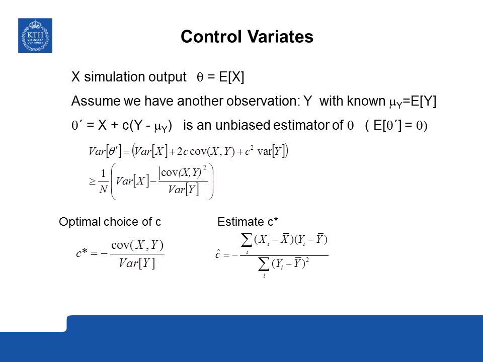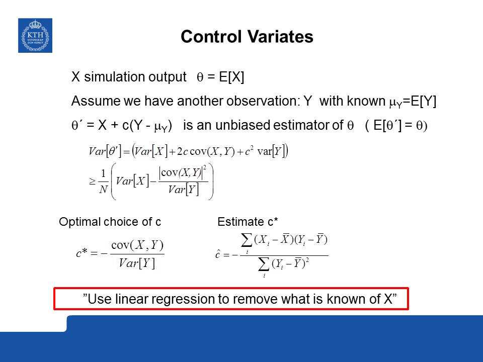And if you have studied linear regression, you can clearly see what the idea here is: if y is strongly correlated with x, then what we do here is a linear regression on y and remove that component from x. So what is uncertain about x becomes less, and the variance will be decreased.